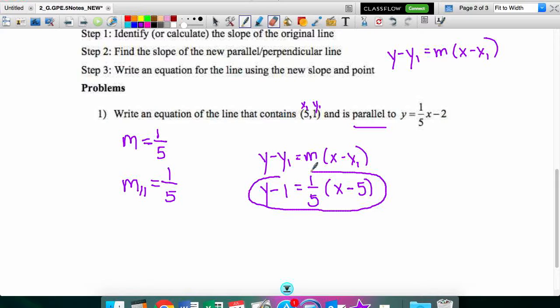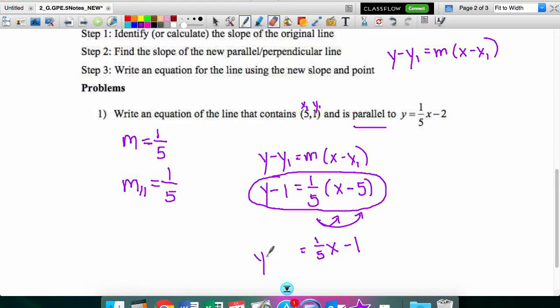If we want to simplify this into slope-intercept form, which I would suggest you practice doing because you never know what's going to happen on a standardized test and what form they're going to want you to write it in, we need to distribute the 1/5 to both of the terms on the inside of the parentheses. That would give us 1/5 x, and then 1/5 times -5 gives us -1.